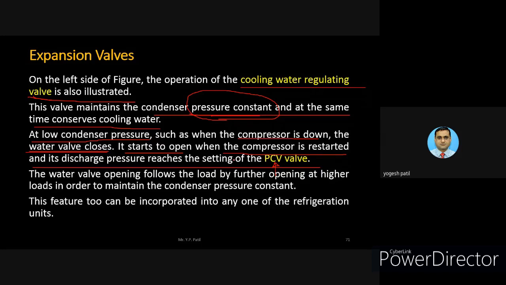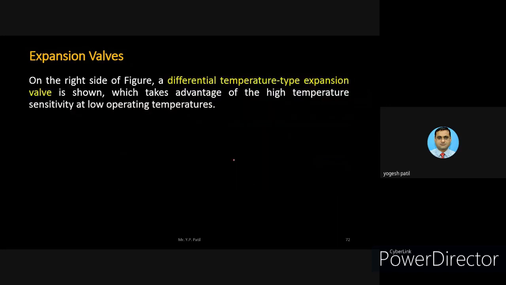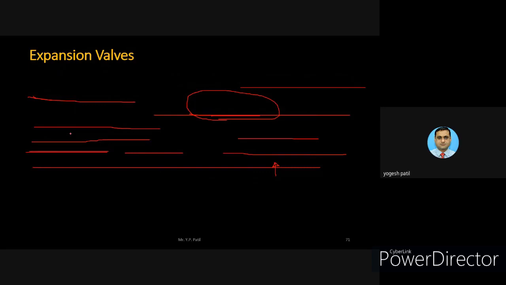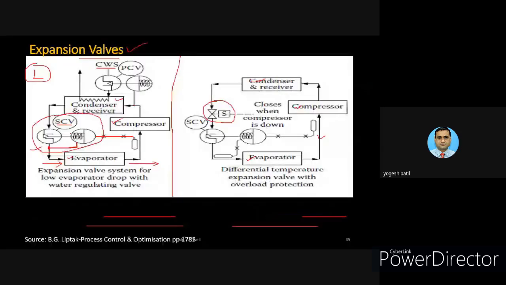So now we are much clearer about these two types of valve from the left side diagram. This feature can be incorporated in any one of the refrigerant units. Now on the right side, right? On the right side there is a small change that you can clearly see. If I show you the same diagram again for this particular revision, what change is there on this right side?